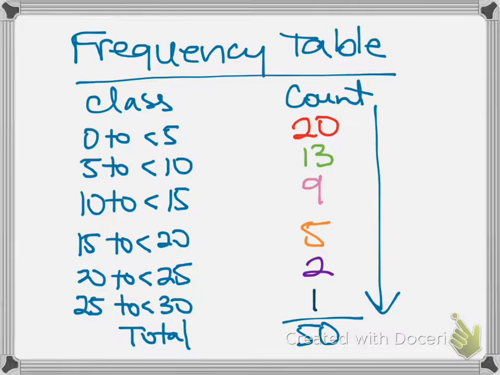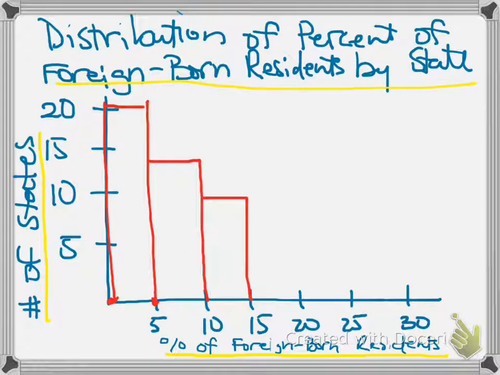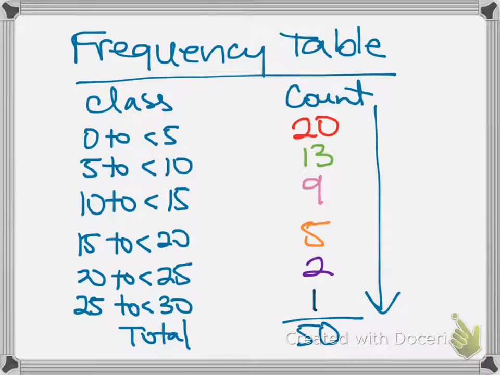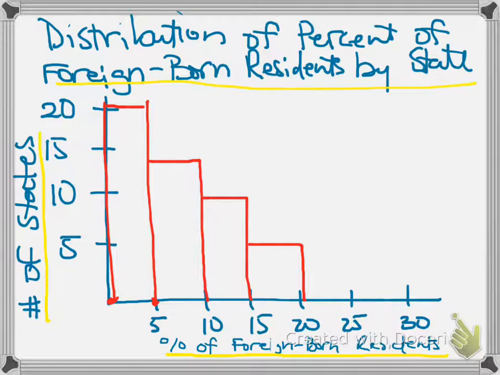And then from 15 to 20, we've got 5 states. And then from 20 to 25, we've got 2 states. And then we already know that in our last bin, 25 to 30, we just have 1 state. So there we go. That's our histogram, again showing the frequency of the distribution of foreign-born residents by state.